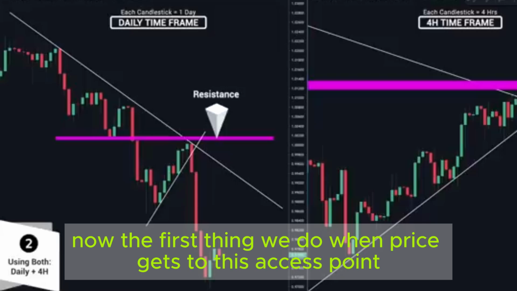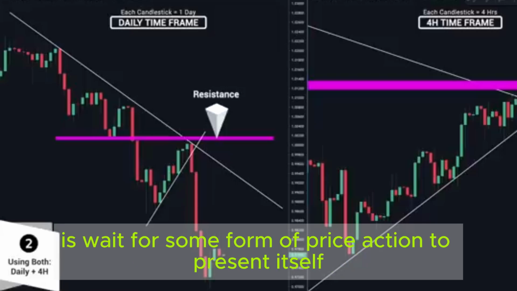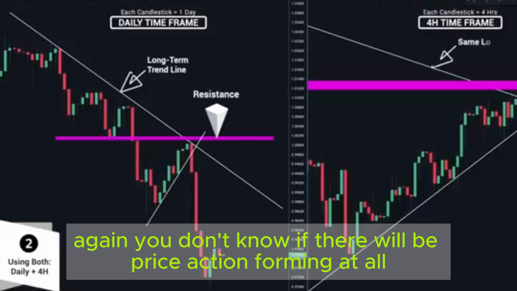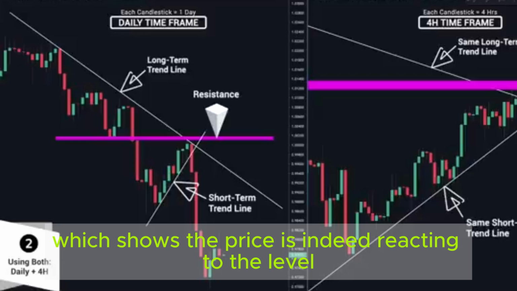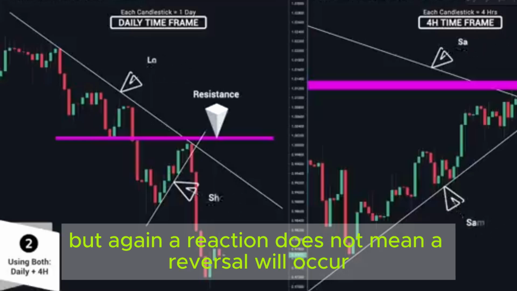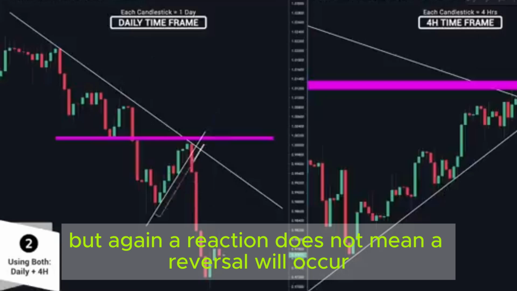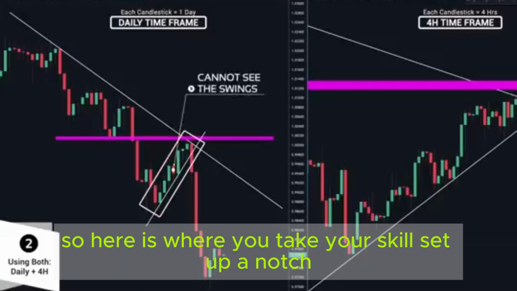Now, the first thing we do when price gets to this axis point is wait for some form of price action to present itself. Again, you don't know if there will be price action forming at all. In this case here, the price action formation we got was a hanging candlestick, which shows that price is indeed reacting to the level. But again, a reaction does not mean a reversal will occur. So here's where you take your skill set up a notch.